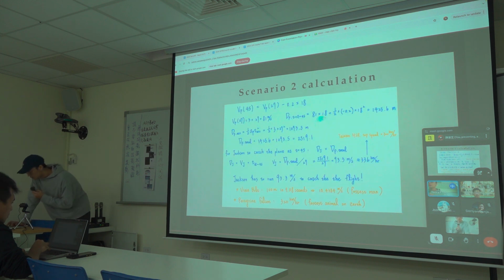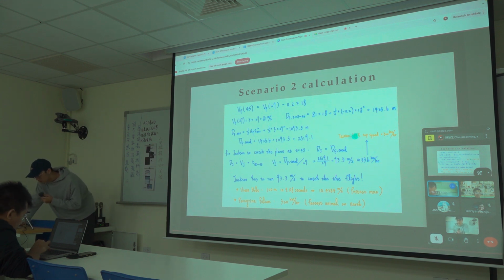So I did the same thing, and then I calculated the distance traveled by the plane from the 27th second to the 45th second, and also the distance traveled during the acceleration period. I add them up, and it's the same thing. So for Jackson to catch the plane, he has to travel the same distance as the plane.